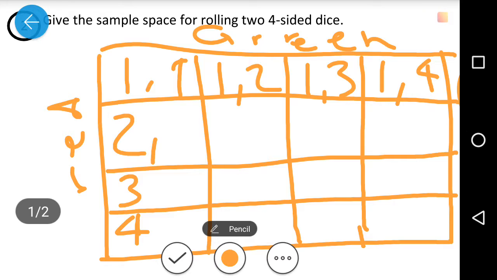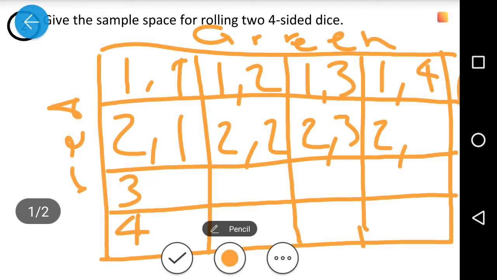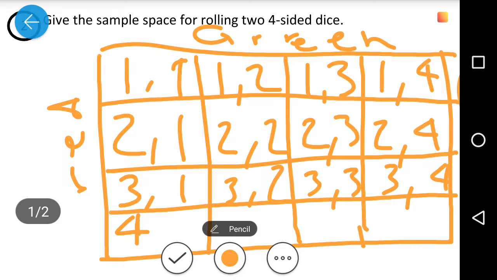Then I'll consider the possibility that I get a 2 on the red die. I could also get a 1 on the green die, 2 on the red die, 2 on the green die, 2 on the red die, 3 on the green die, 2 on the red die, 4 on the green die. And same thing with 3. If I get 3 on the red die, I have the same four possibilities on the green die. And same thing with 4.